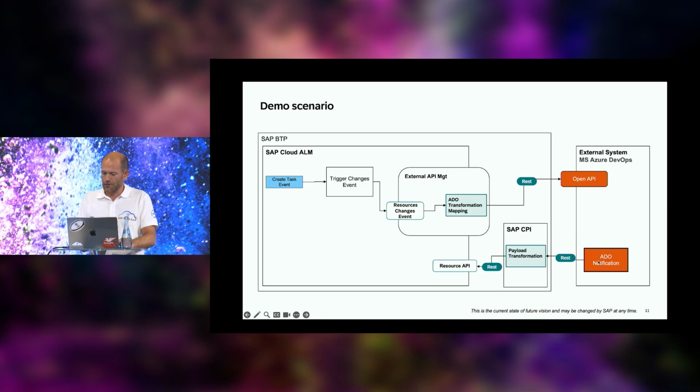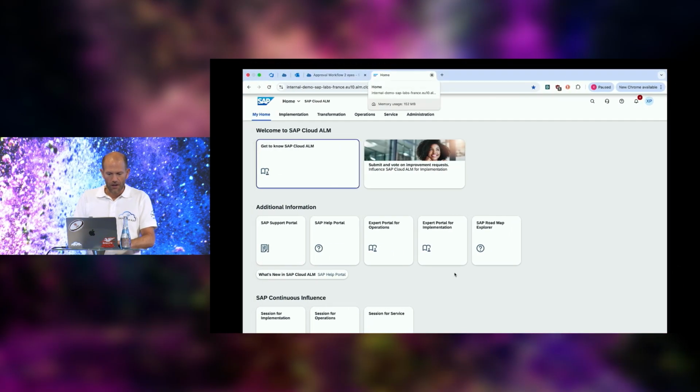And Azure DevOps will notify, not directly SAP Cloud ALM, because SAP Cloud ALM cannot understand the notification of Azure DevOps. We will have to put in place a middleware with SAP Integration Suite to modify the payload of Azure DevOps and update the task on SAP Cloud ALM. So let's go for the live demonstration.